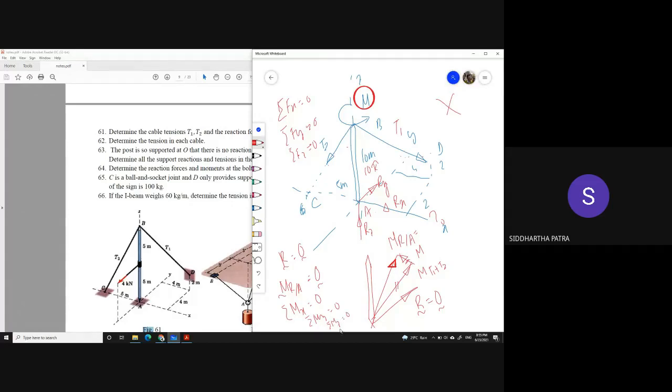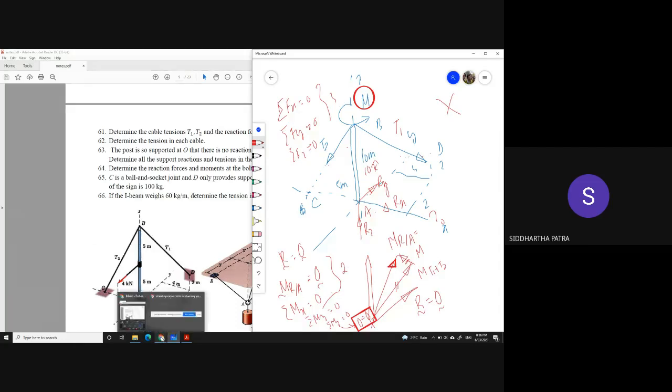Now, the expression for sigma Mz, that is in terms of T1, T2, and the 4 kilonewton force, is itself 0. So the third equation is redundant, useless, a 0 equals 0 form. The other equations, these 3 plus these 2, are the useful equations, and they would lead you to the solution of the 5 unknowns in this problem, which are the reaction forces at A and the values of T1 and T2.